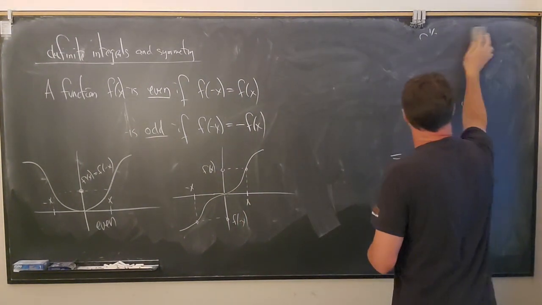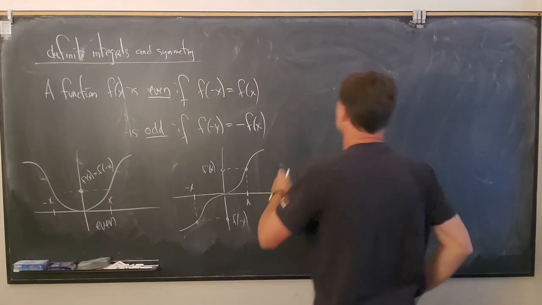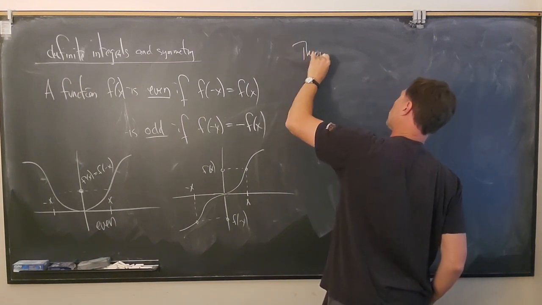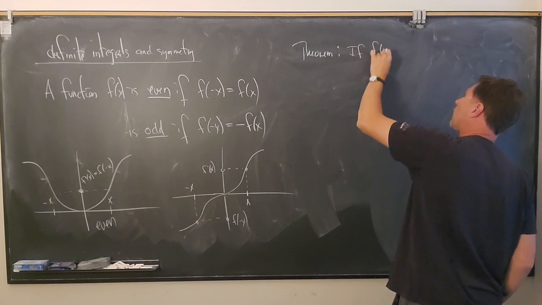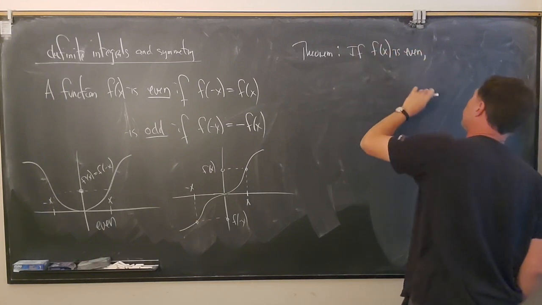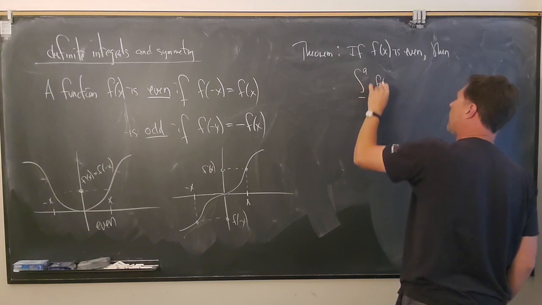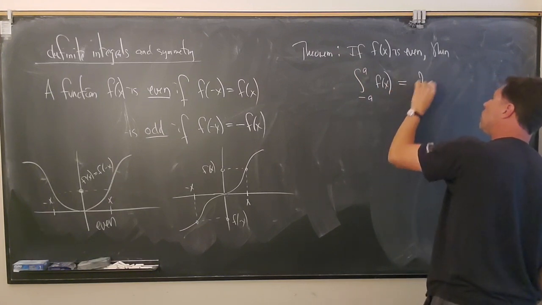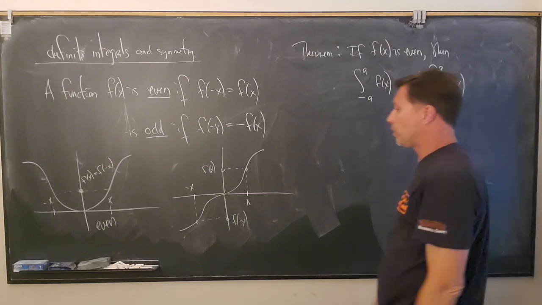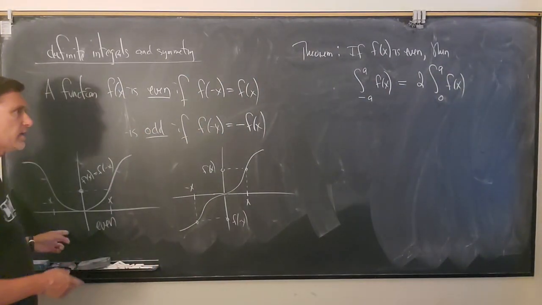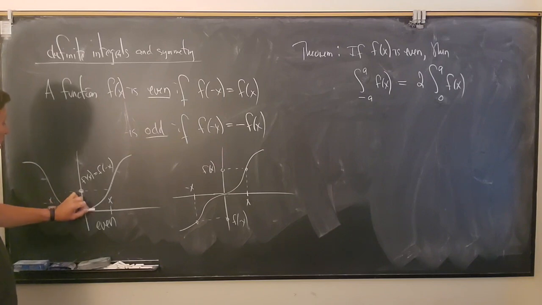Now, the symmetry of a graph can sometimes simplify the computation of a definite integral. So here's the result, or theorem. If f of x is even, then the integral from minus a to positive a of f of x is equal to 2 times the integral from 0 to a of f of x. So the point is, if I go from minus a to positive a, this area right here is equal to this area right here.